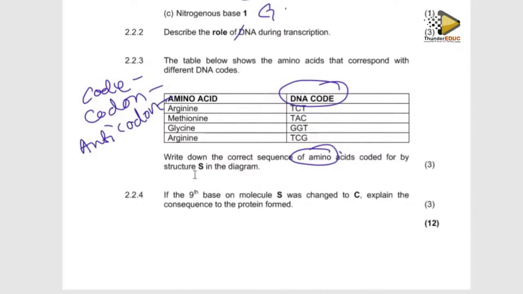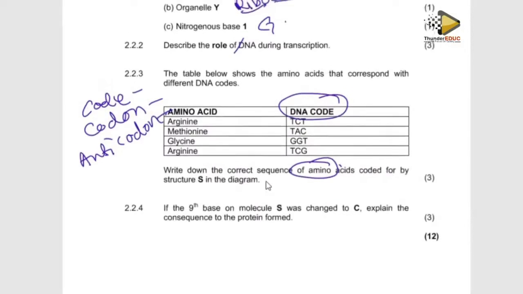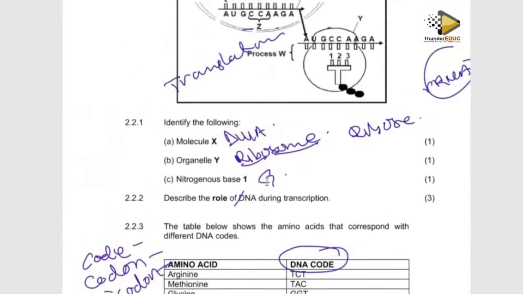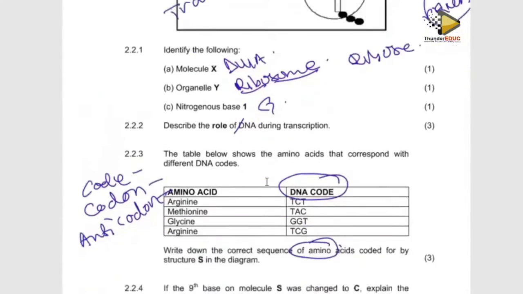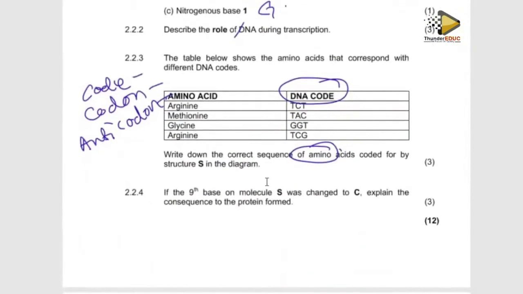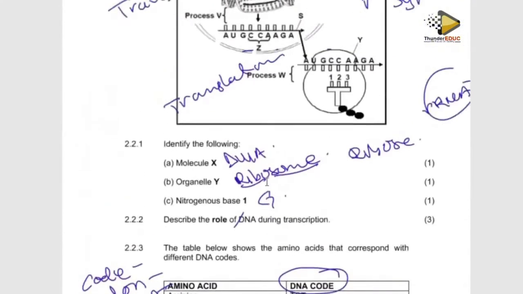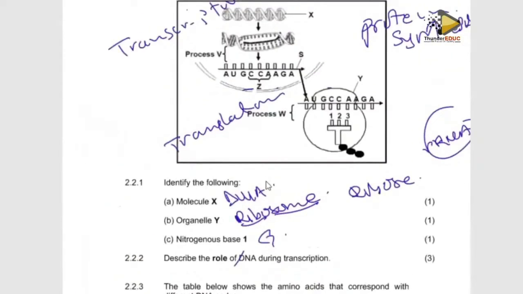So now write down the correct sequence of amino acids on the structure S. Then we go back to structure S. Where is structure S? I don't see structure S here. Yeah, structure S is this.